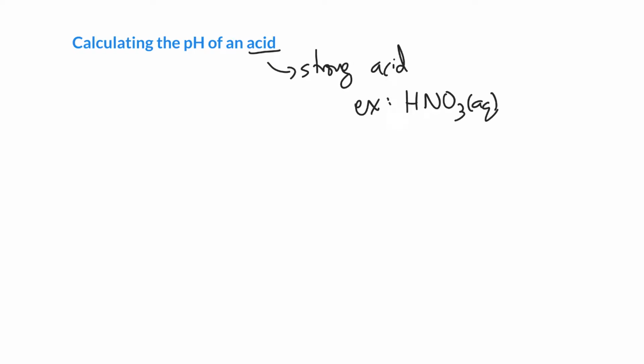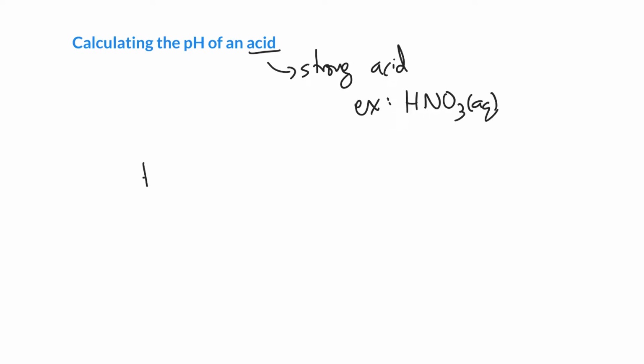Let's go ahead and use these ideas to calculate the pH of an acid. If we have an acid, it's a lot easier to work with a strong acid. We'll work with a weak acid here in a little bit, but it takes a little bit more effort. So we've got a strong acid, for example, nitric acid. Nitric acid is HNO3, and it is strong.